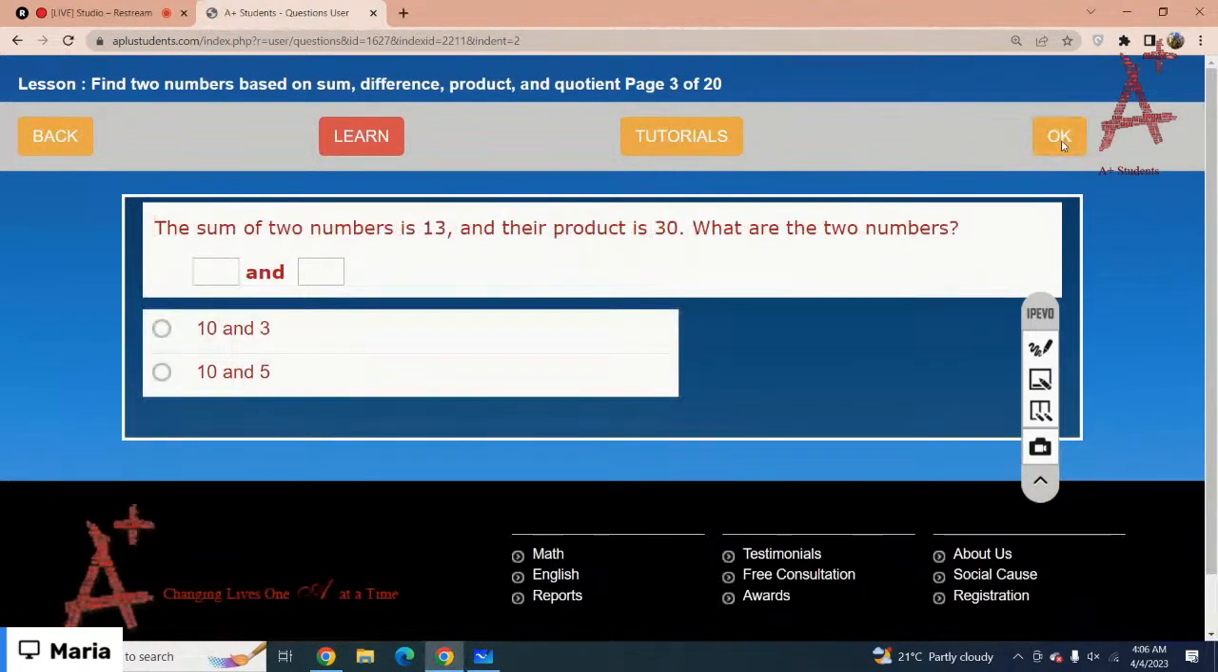Okay, the next one is the sum of two numbers is 13 and their product is 30. What are the two numbers? So you have to find two numbers that when added make 13 and when multiplied make 30. So which is the correct option?